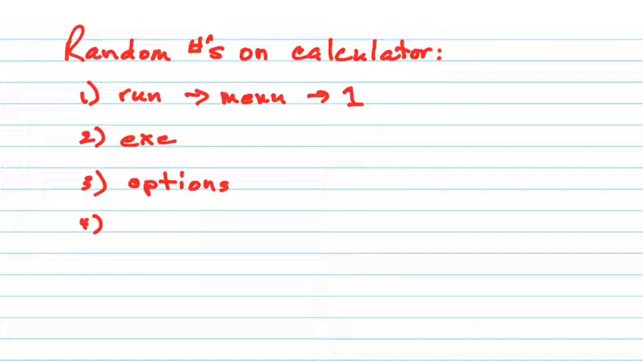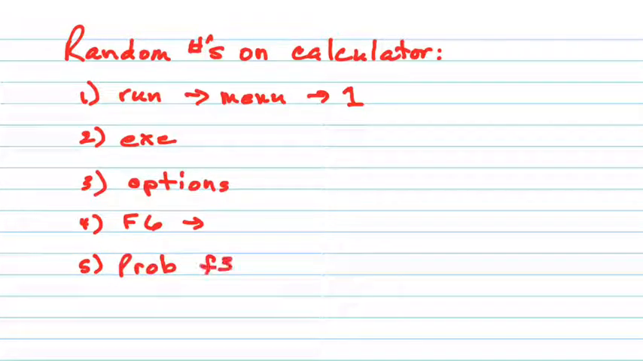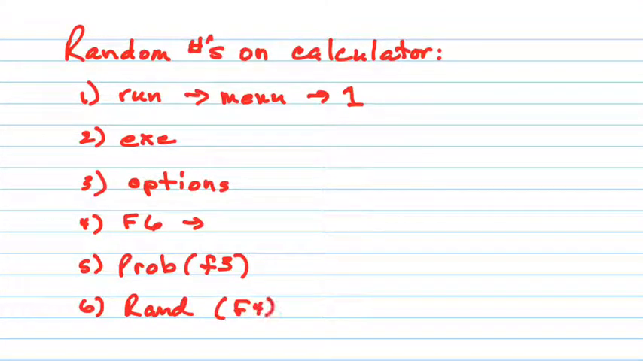F6, which is just the directional arrow that allows you to move to see more options, just to move to the next screen, okay? Then what? F3, right, for probability. Then F4, which is random. And then the last thing, F1 or F2. I'd prefer that you use F2, the one that says INT.